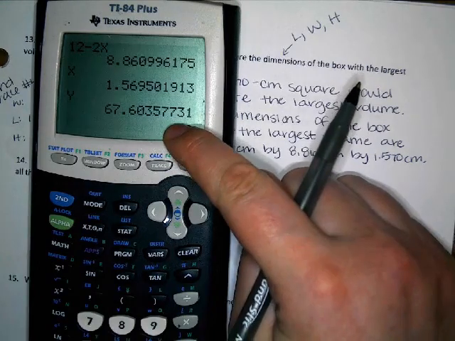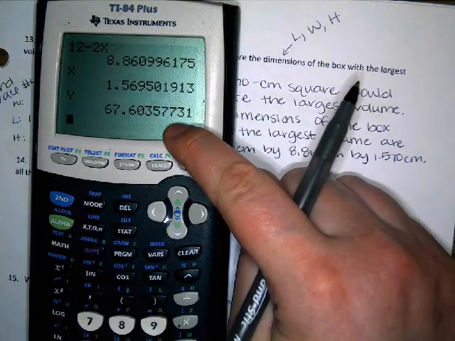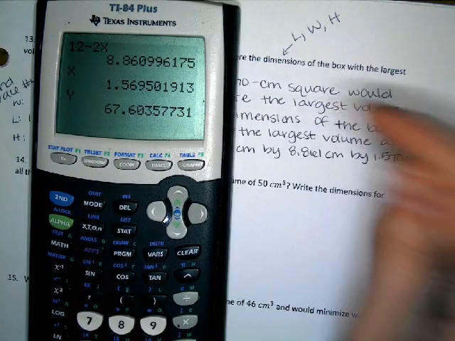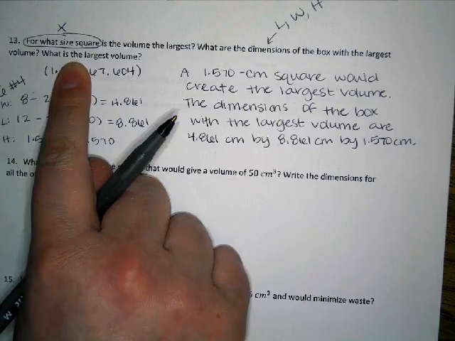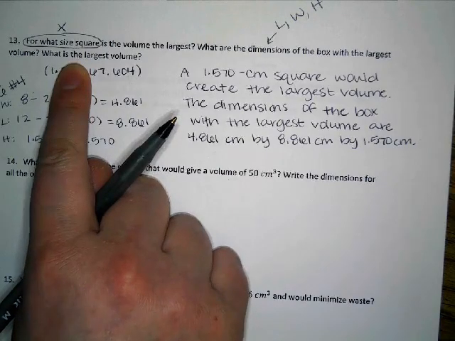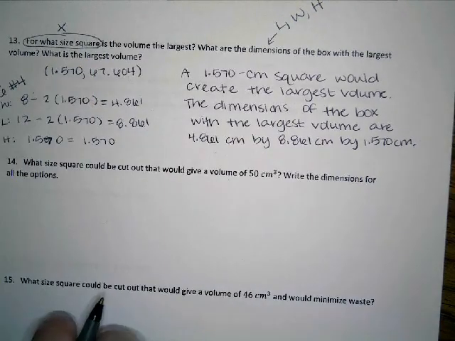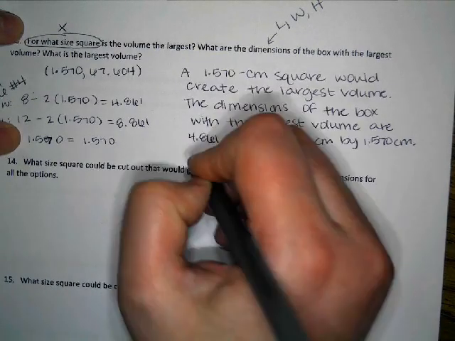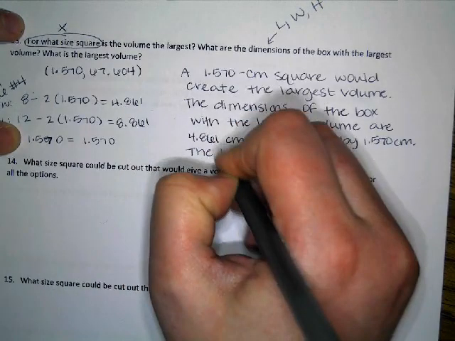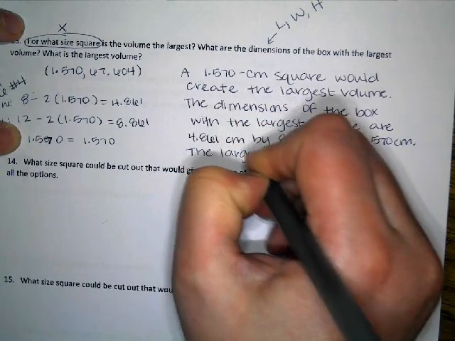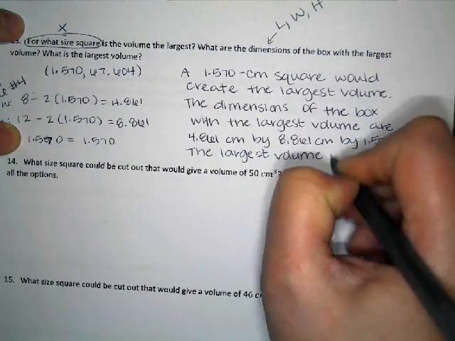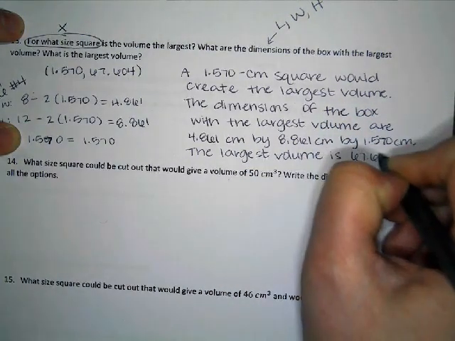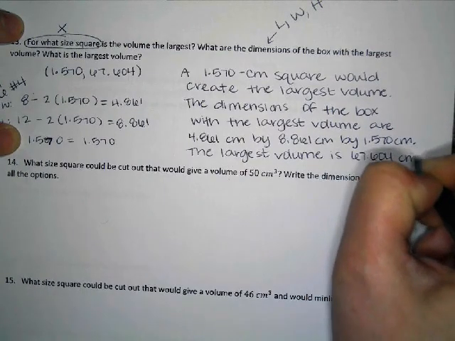Okay. All right, last question to answer. What is the largest volume? What's the answer to that? What was the largest volume? Okay, the largest volume is 67.604 centimeters cubed. Okay.